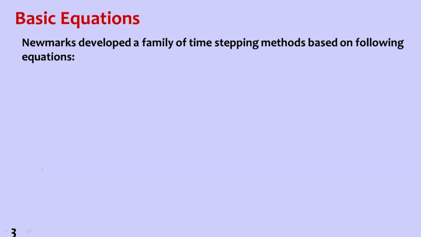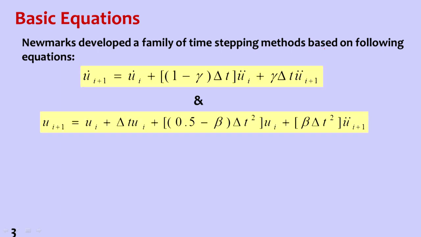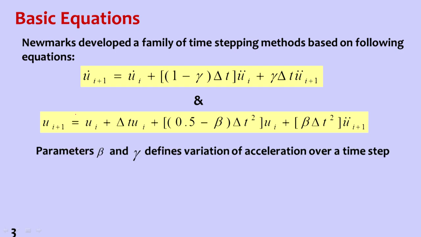Newmark has developed a family of time stepping methods based on the following two equations. The velocity at the i plus 1th time instant depends on the velocity at the ith time instant, plus (1 minus gamma) delta t times the acceleration at the ith time instant, plus gamma delta t times u double dot i plus 1. Response acceleration is needed. So this is the velocity equation, and then the displacement equation. These two equations have been developed for time stepping methods.